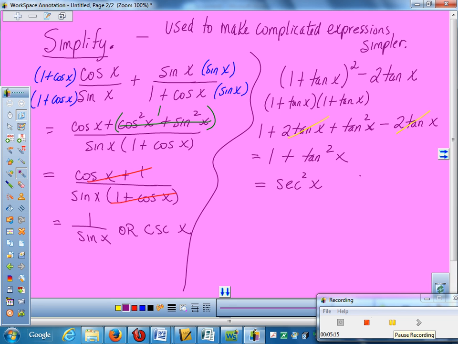How is that number 7? 1 plus tangent squared equals secant squared. It becomes secant squared. Okay, now I see it. I thought that was just all 1. No, this whole quantity becomes secant squared.